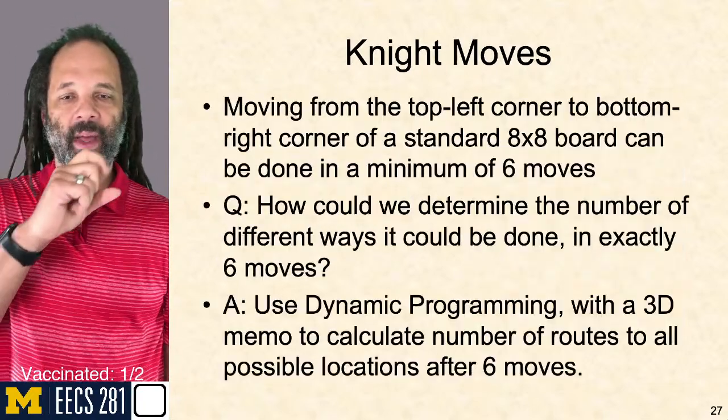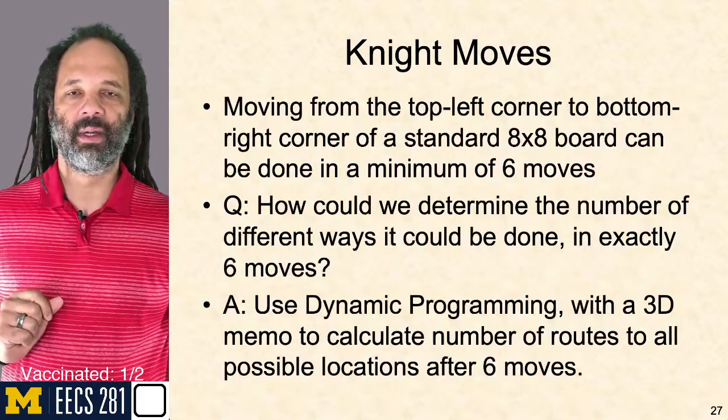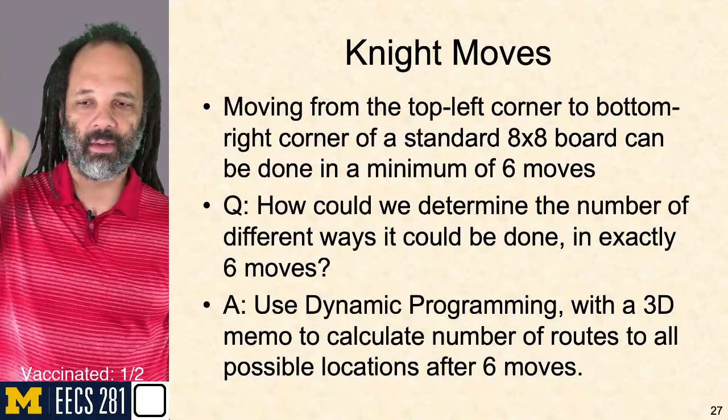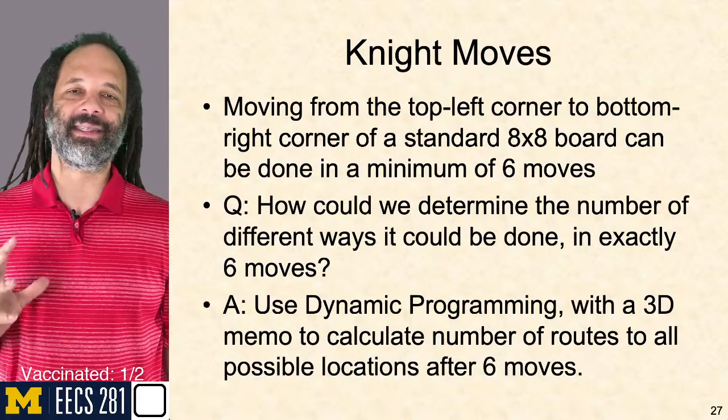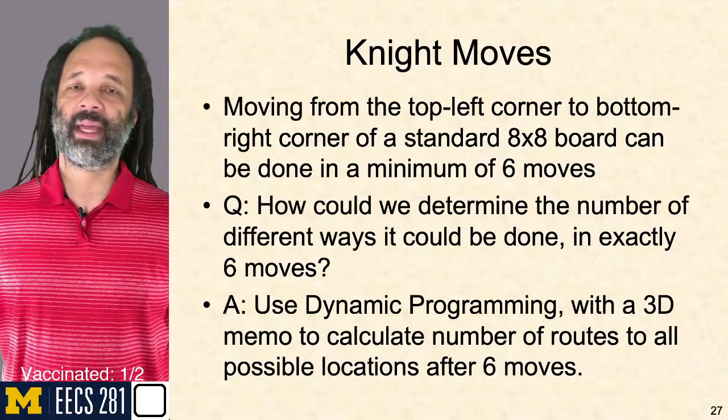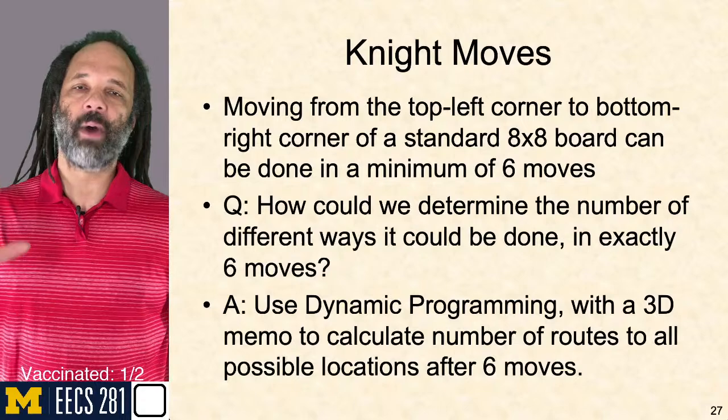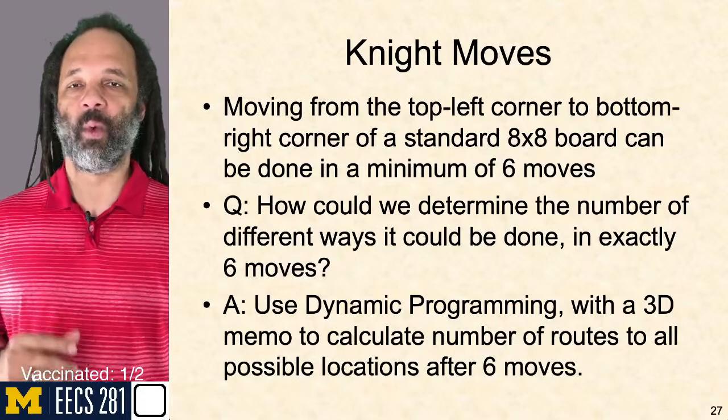And here's the problem. Moving from the top left corner, that's up here, down to the bottom right corner of a standard 8x8 chessboard can be done in 6 moves. It can be done in more, but it can't be done in fewer. So the question is, if I can do it in 6, how many different ways can I do it in 6?